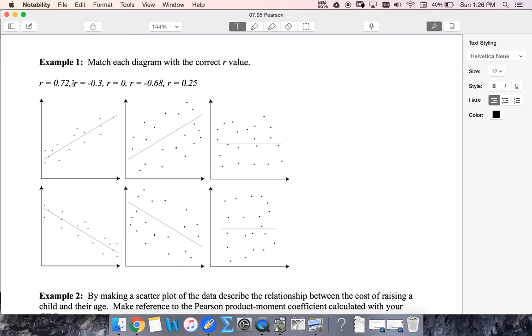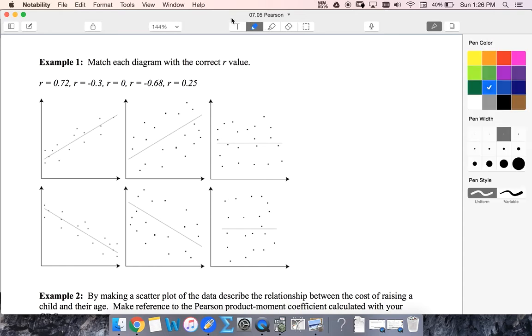This is the biggest number, so that must be this one, because these points are a lot closer together than these. So I'm going to give this one the R value of 0.72, and this positive one that's barely there, I'm going to give the R value of 0.25. This negative one, it's the strongest negative one, so I'm going to go with negative 0.68. This is the weaker negative one, so negative 0.3.